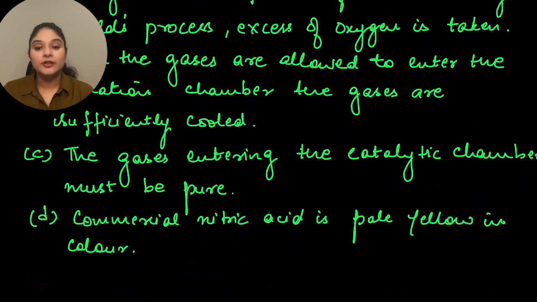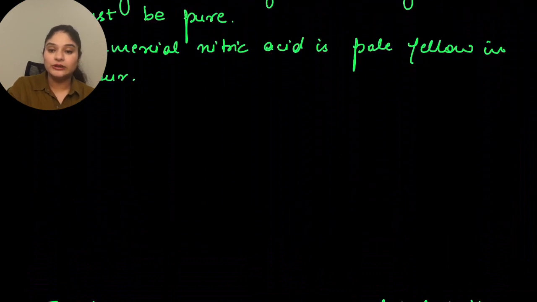Now D. Commercial nitric acid is pale yellow in color. So what happens is that when we leave nitric acid in open air, or it is just sitting in the reagent bottle for a longer period of time, gases from the atmosphere start getting absorbed into nitric acid and start reacting with it. But the main reason why it is pale yellow in color is because of the presence of nitrogen dioxide in it. Let's move to the next question.